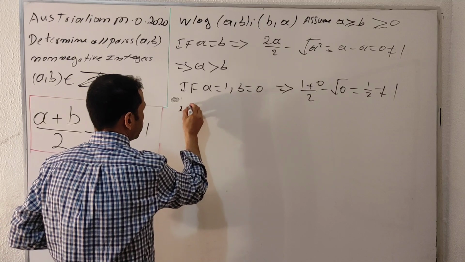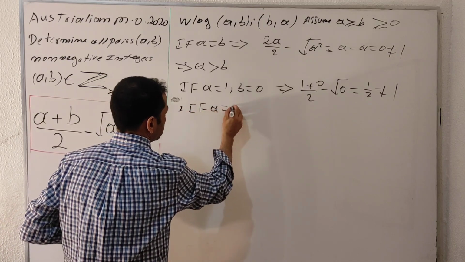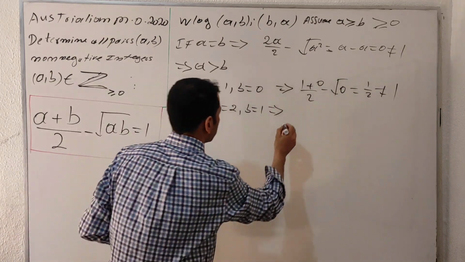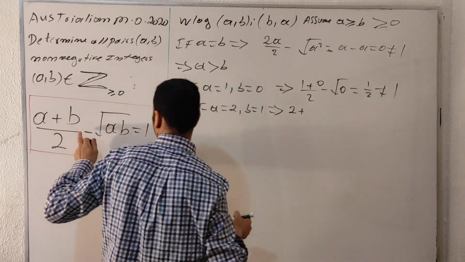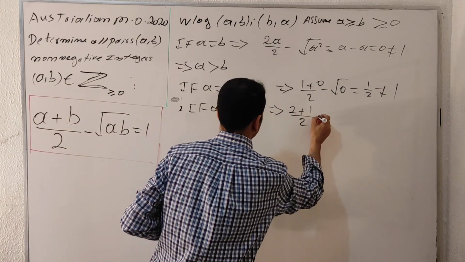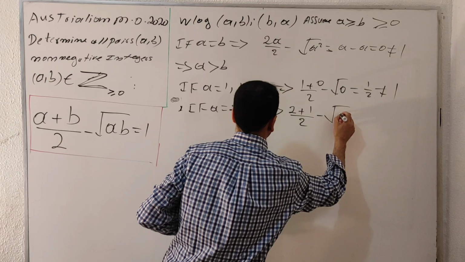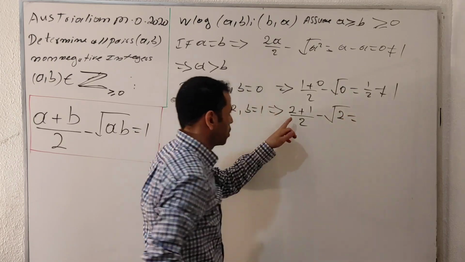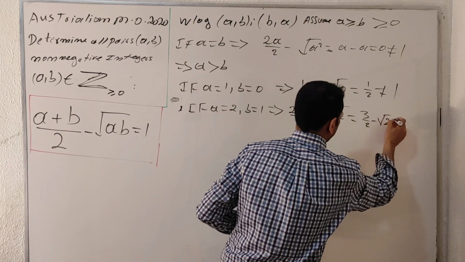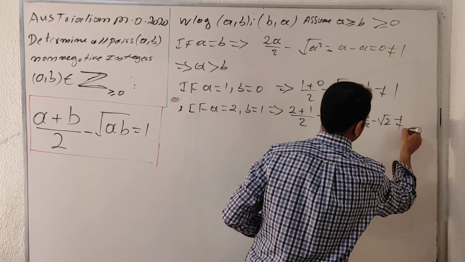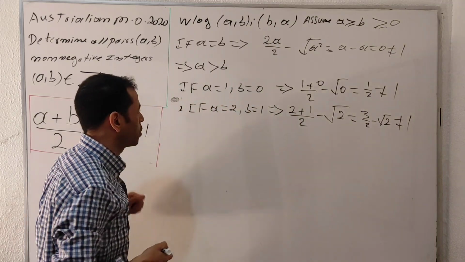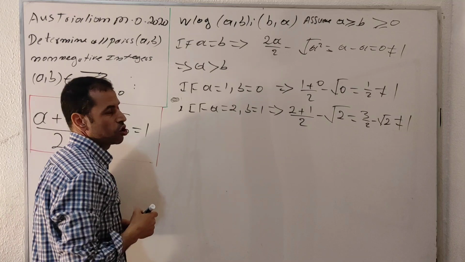So let's check if A equals 2 and B equals 1. I'm going to do the same thing. I'm going to plug this information into our original equation. I will have (2 plus 1) over 2 minus the square root of 2. I will have 3 over 2 minus the square root of 2, which is different from 1, which is also not verifying our setup. Now I'm going to do the general case.